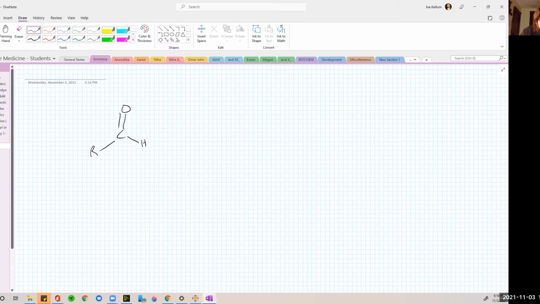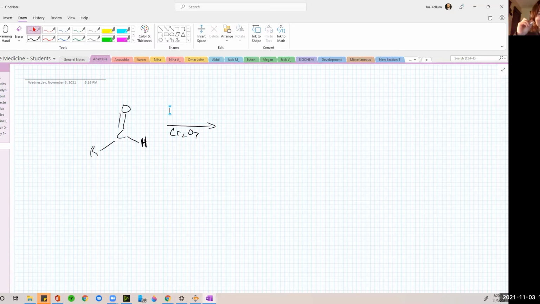So if I take, for instance, KMnO4, something like that, or you could also say the Cr2O7, if I do either one of these reactions, this would be two different things, obviously. What's my product going to be if I have this as an aldehyde? I could just pick one of those, they do the exact same thing.